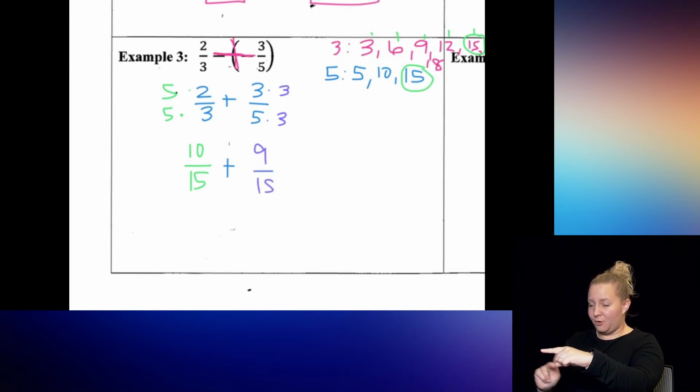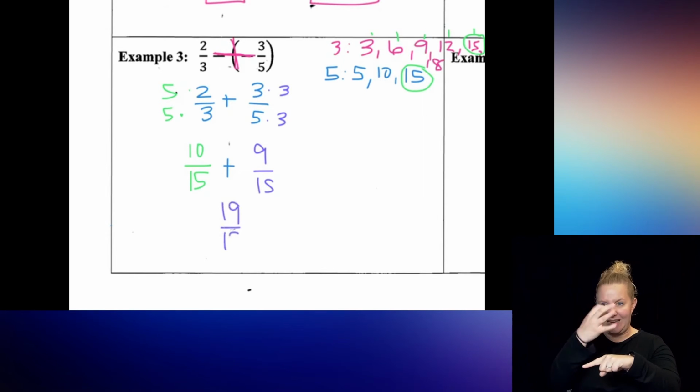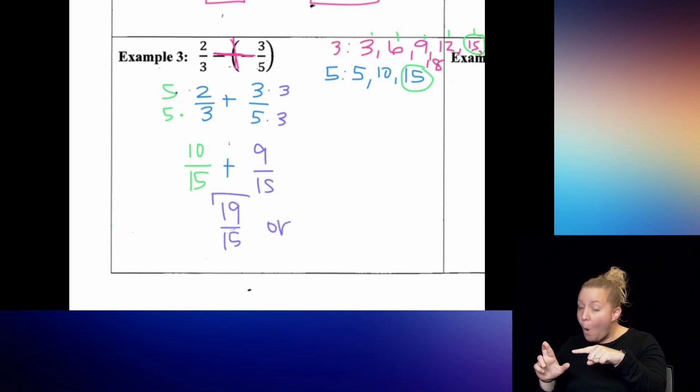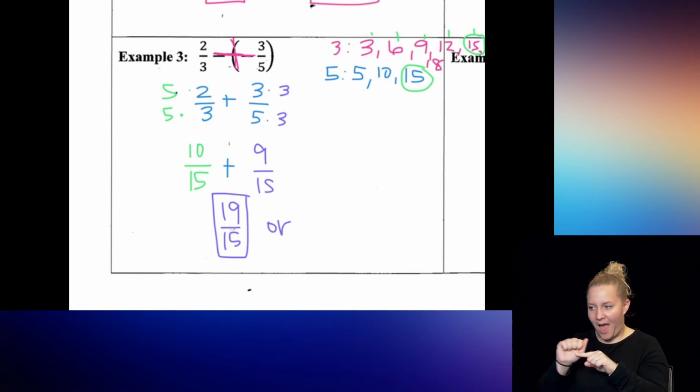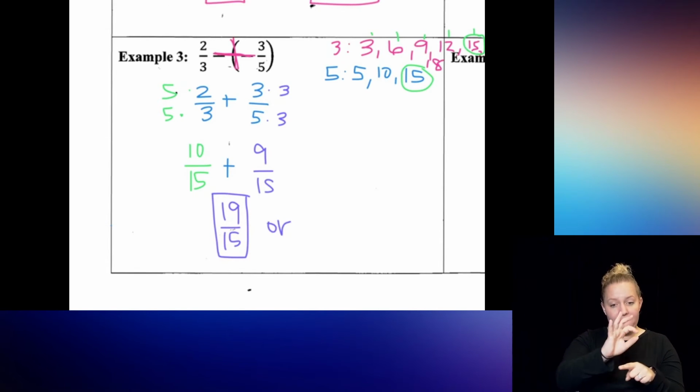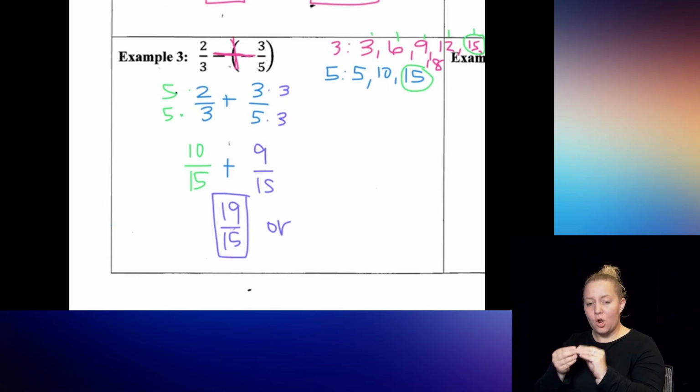And then that's really just an addition problem. So when I add these two things together, I get 19/15, or let's go ahead and practice turning this improper fraction into a mixed number. So if you could go ahead and pause and try and write this as a mixed number, and then push play when you have that answer to check your mixed number.